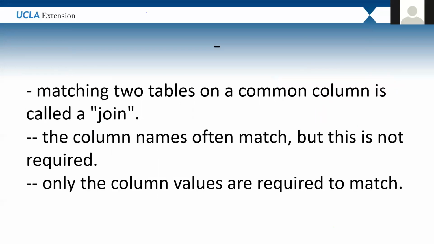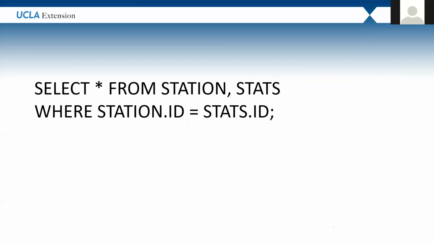Matching the two tables at a common column is called a join. The column name is often matched, but this is not required. Only the column values are required to match. So we select from station, the first table, with the second table stats, where the station ID equals the stats ID. Remember, we placed a primary key from station into the second table stats to form a foreign key, and that's the primary key of station.